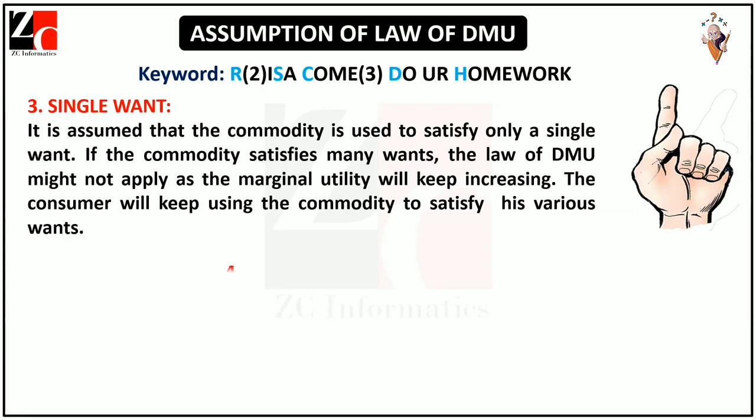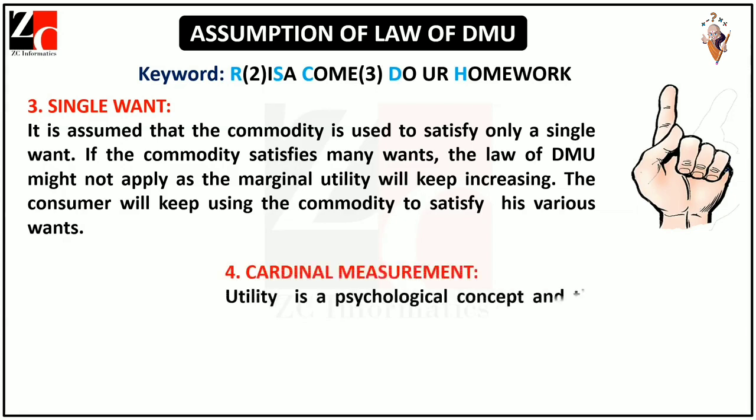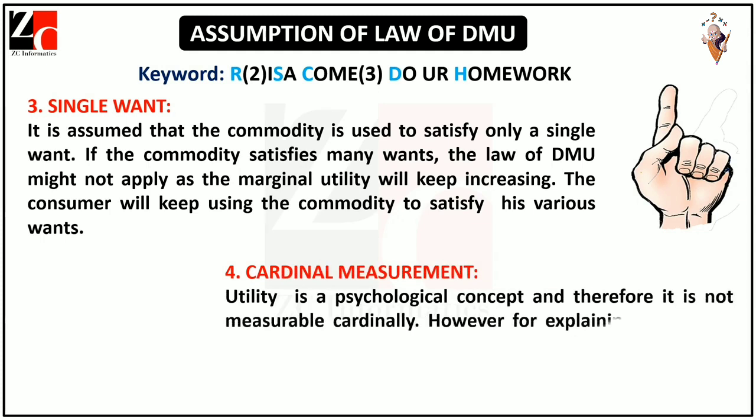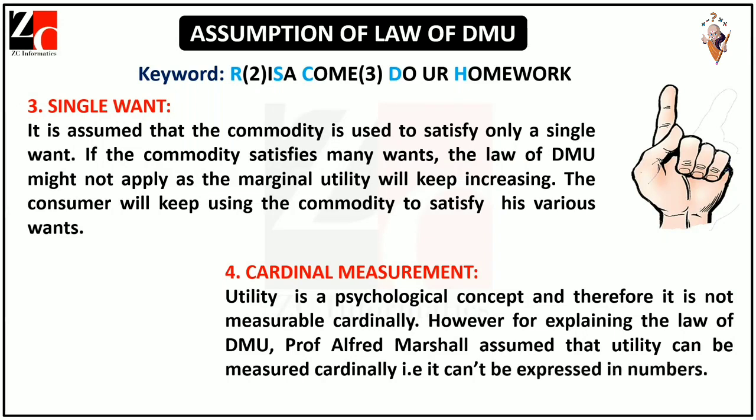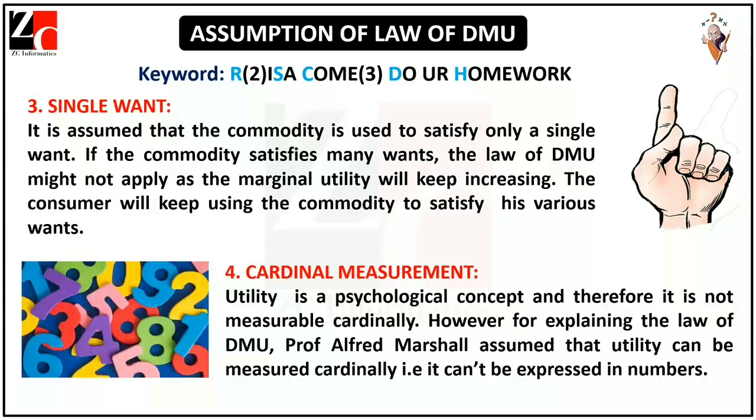Point number 4. Cardinal measurement. Utility is a psychological concept and therefore it is not measurable cardinally. However, for explaining the law of DMU, Professor Alfred Marshall assumed that utility can be measured cardinally, that is, it can be expressed in numbers. Utility can be measured in numbers so that it is possible to know and compare utility derived from each unit of a commodity. It helps to understand the law.